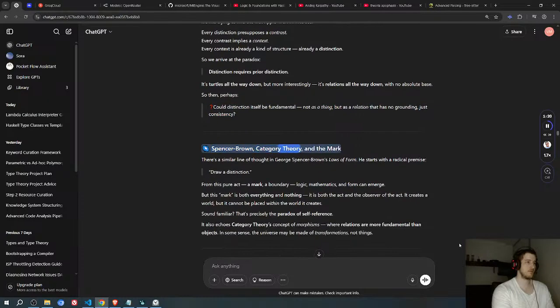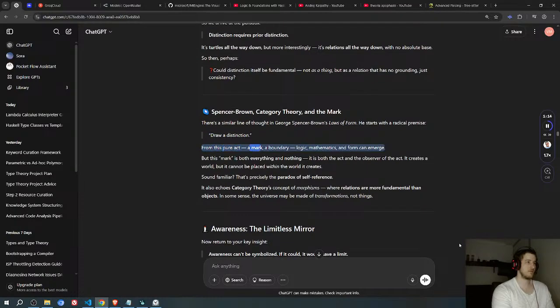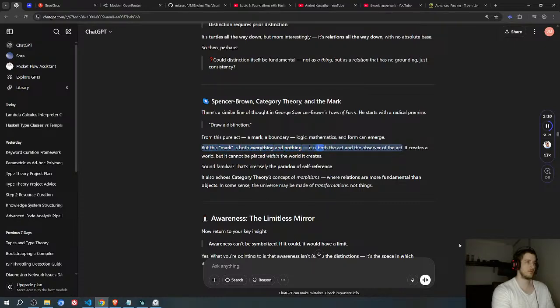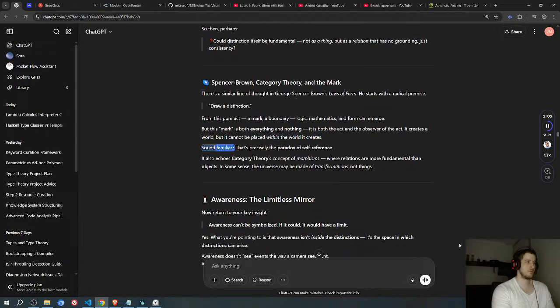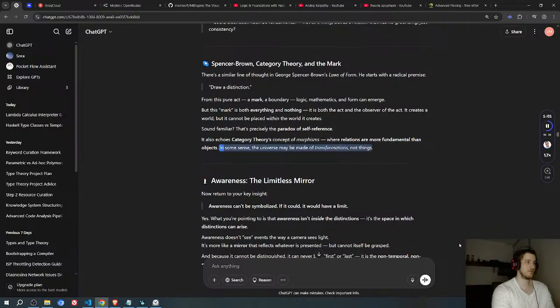Spencer Brown, Category Theory, and the Mark. There's a similar line of thought in George Spencer Brown's Laws of Form. He starts with a radical premise. Draw a distinction. From this pure act, a mark, a boundary, logic, mathematics and form can emerge. But this mark is both everything and nothing. It is both the act and the observer of the act. It creates a world, but it cannot be placed within the world it creates. Sound familiar? That's precisely the paradox of self-reference. It also echoes category theory's concept of morphisms, where relations are more fundamental than objects. In some sense, the universe may be made of transformations, not things.